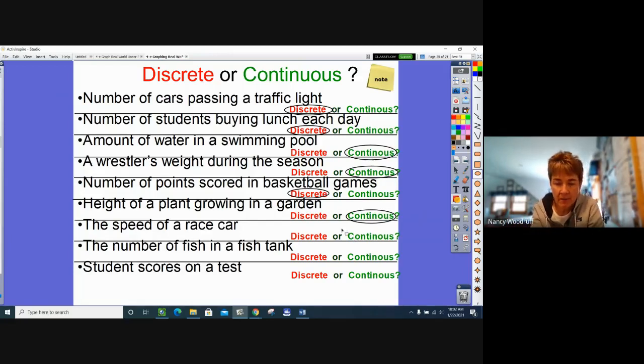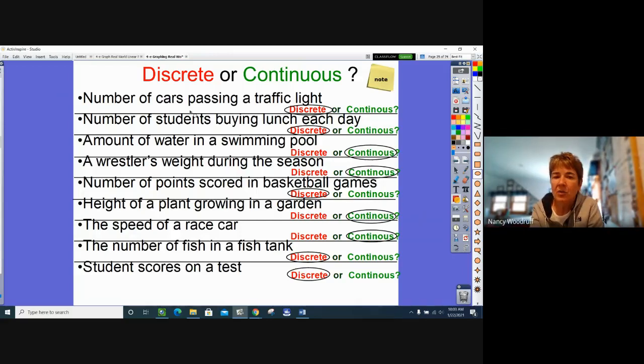Speed of a race car? Also continuous. How about the number of fish in a tank? Discrete. And finally, how about your scores on a test? Also discrete. Even though Mrs. Woodruff will sometimes give you an 89.5 or something like that, I don't give you an 89.127. There's only so many possible scores, aren't there?